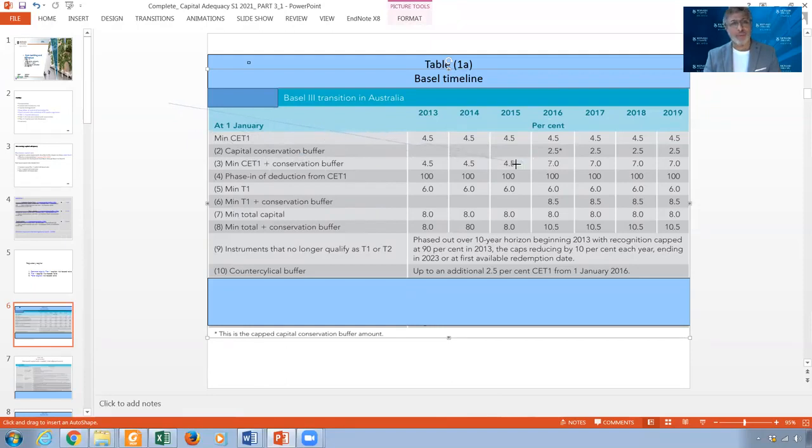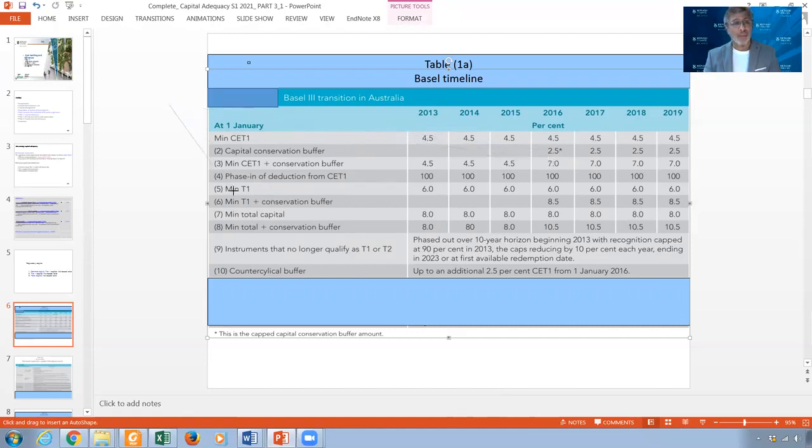You don't have to worry about 2015, 14, 13. We are talking about from here. So it's already 7% when we add the buffer. Now this buffer will be added to the common equity. It will be added also to tier 1. It will also be added to the total capital.